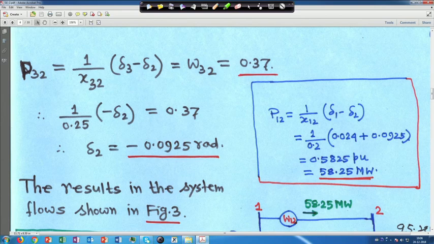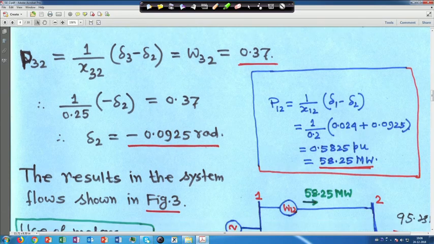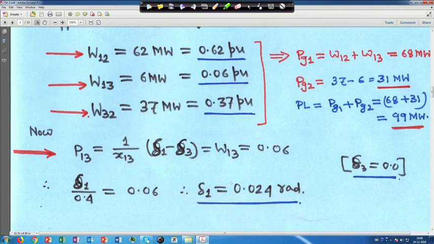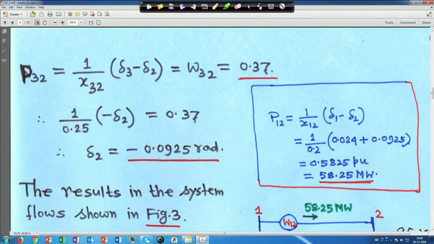With this, having calculated delta 1 and delta 2, you now have delta 1 as 0.024 and delta 2 as minus 0.0925 radian. Now with this, you can calculate the line flows, that is, the power flows in line 1 to 2.